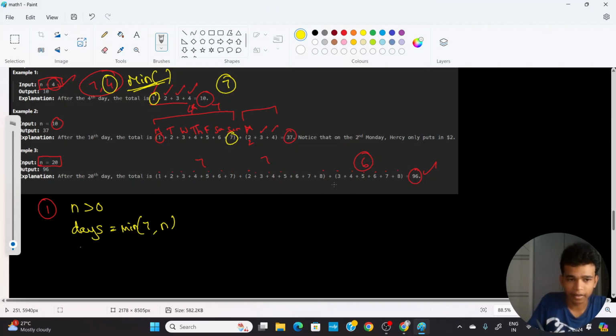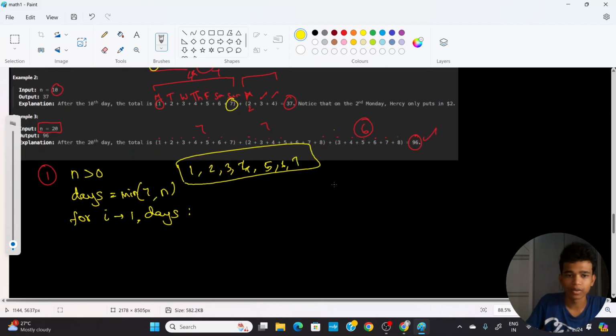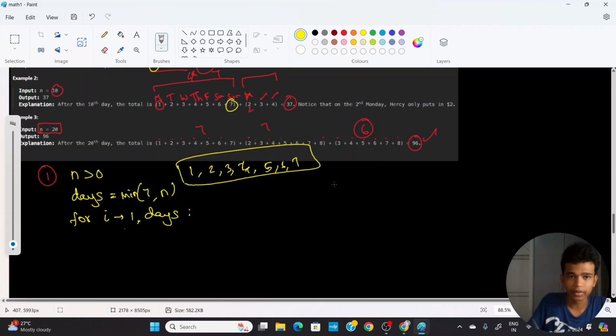Then again, what should I do? I should take a for loop, with i going from 1 to this days. It means if it is 7, then 1, 2, 3, 4, 5, 6, 7 will be taken. Like this, it will be iterated. Now again, what should I do? I want to add a sum, so let us take the result. The result plus is equal to i.